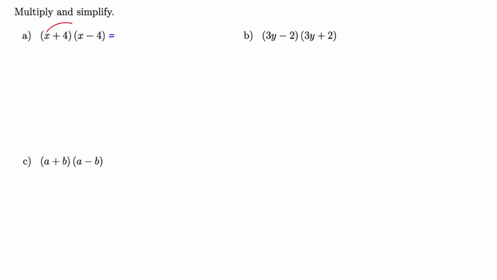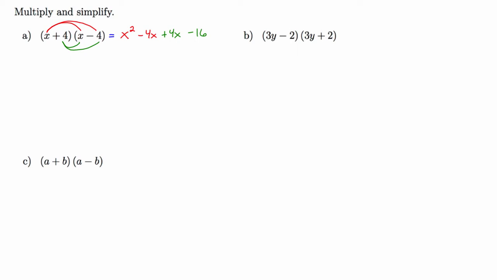The usual process would be multiply the first terms, x times x is x squared, multiply the outside terms, x times a negative 4 is a minus 4x, multiply the inside terms, a 4 times an x is a positive 4x, and multiply the last terms. 4 times a negative 4 is minus 16. So in our initial step, nothing seems different than a usual foiling problem.